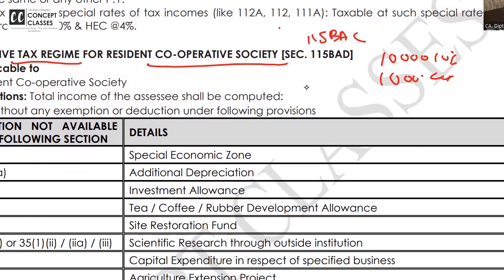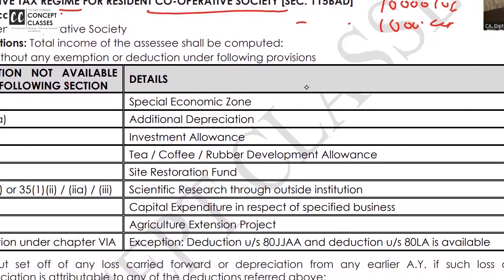115 BAC is alternative tax regime for individuals. At least some sections you all need to remember now. 115 BAD is optional scheme for cooperative society. Don't take section 10AA. See here detailed list I have given. SEZ. Additional depreciation mat lo. Investment allowance अब है भी नहीं 32AD.